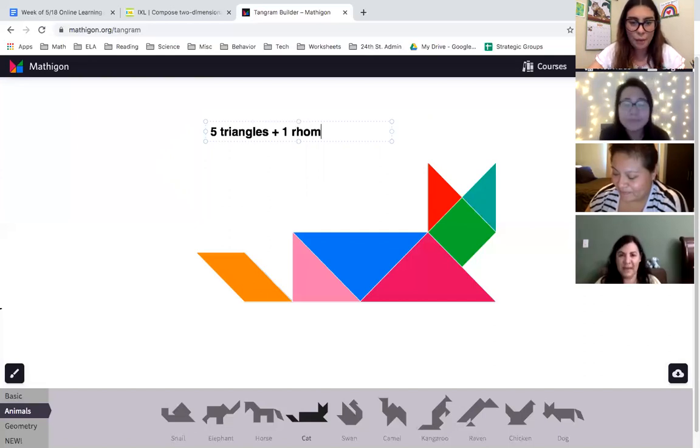Rhombus, plus 1 square equals a cat. And so there we have our equation that fits our tangram.